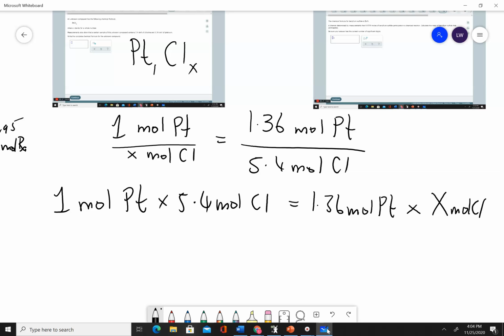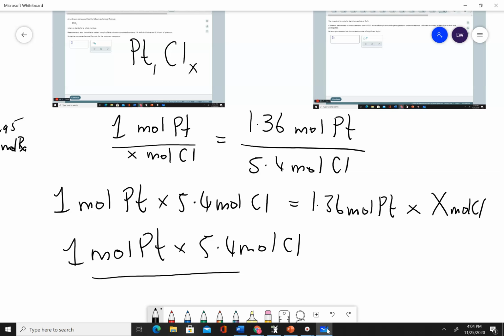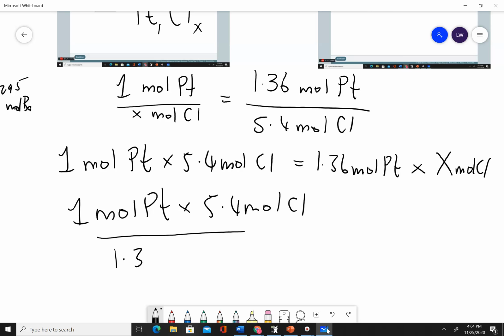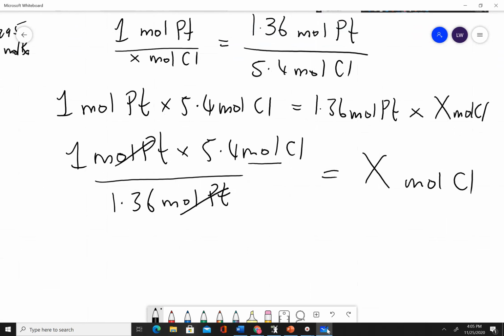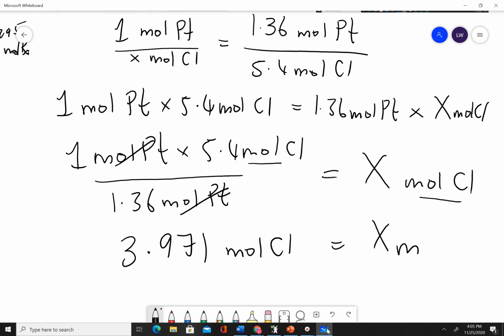Now we divide by 1.36 moles of platinum. So 1 mole of platinum times 5.4 moles of chlorine divided by 1.36 moles of platinum. You can see that moles of platinum cancels out, and that is equal to X mole of chlorine. And there you go, we've got moles of chlorine as the units on both sides once we cancel. So let's do the math for that. 5.4 divided by 1.36 ends up being 3.971 mole of chlorine, which is the same as X moles of chlorine.